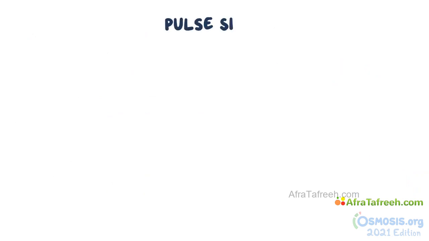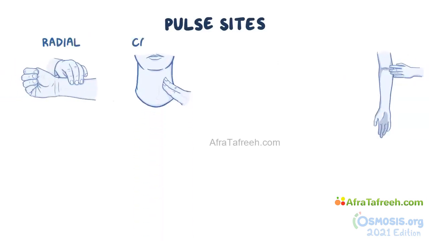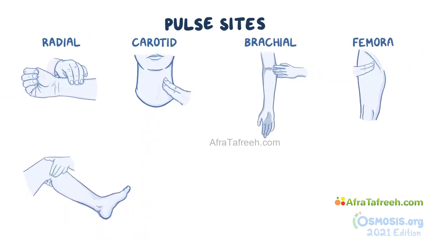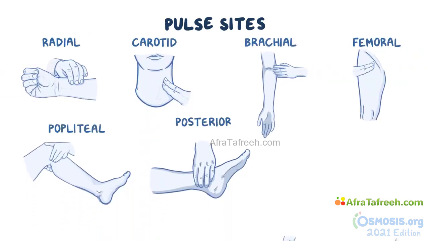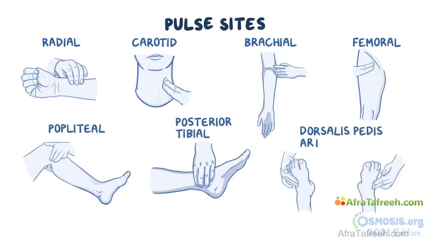The pulse can be easily felt as a thumping sensation in arteries that are located near the skin's surface. This includes the radial, carotid, brachial, femoral, popliteal, posterior tibial, and dorsalis pedis arteries.